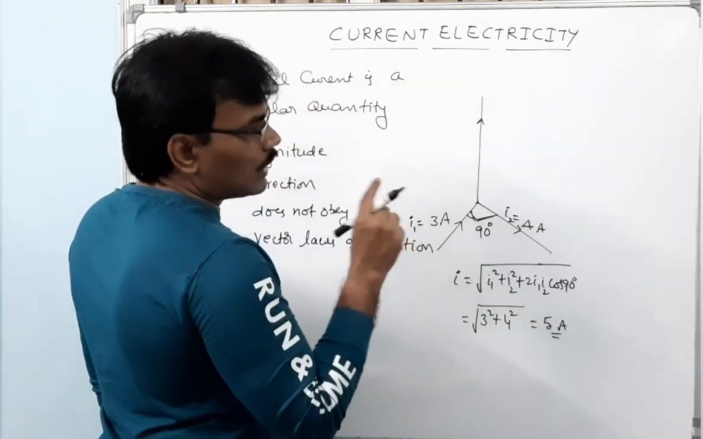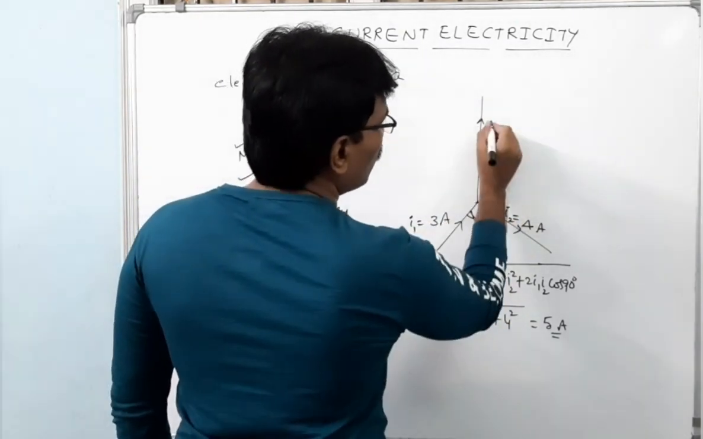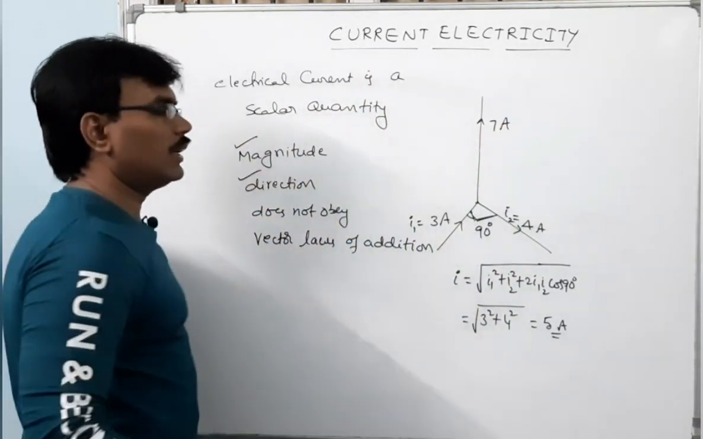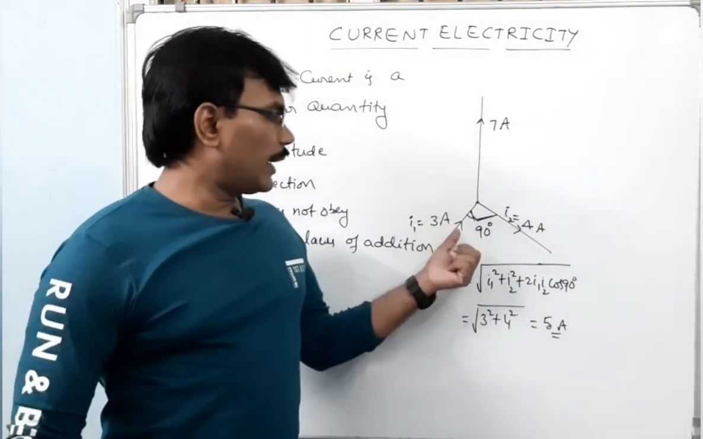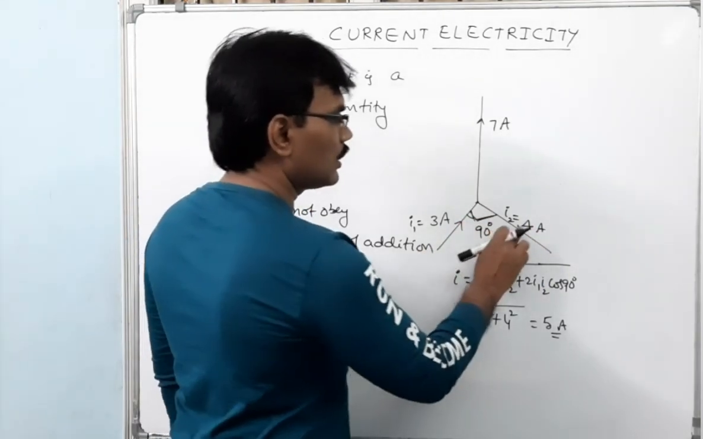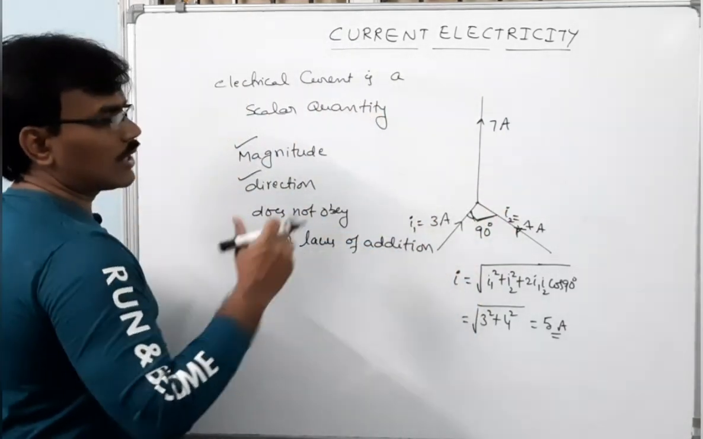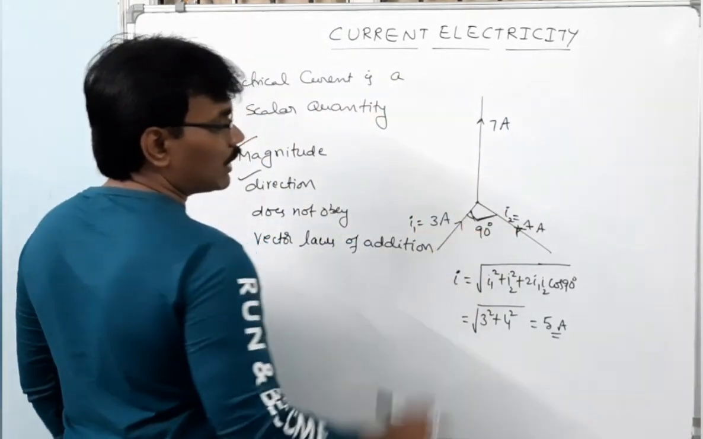But if you use an ammeter and measure the current in this wire, it appears to be simply 3 plus 4 equals 7 amperes. Means what here? This current I1 has magnitude and direction, and this one also has magnitude and direction, but it does not obey the vector laws of addition.